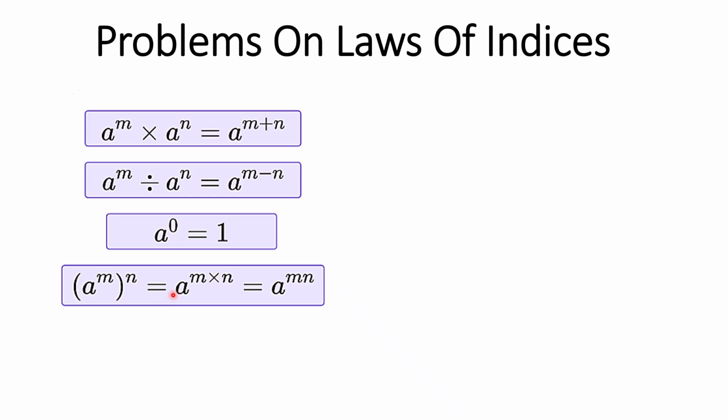Next we have the power of brackets. Suppose you have a number which has a power, so a to the power m, and it has the whole power n. What you will do is write that variable, that number as it is, and you will simply multiply the powers, so it will become a to the power m multiplied by n, or else you can say a to the power mn. In between there is nothing but a multiplication sign.